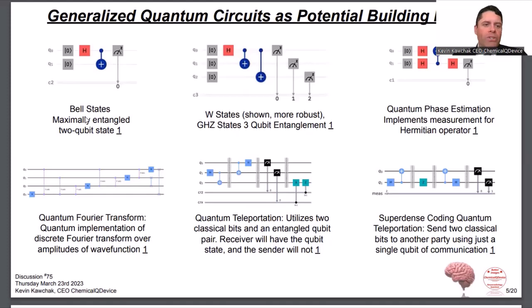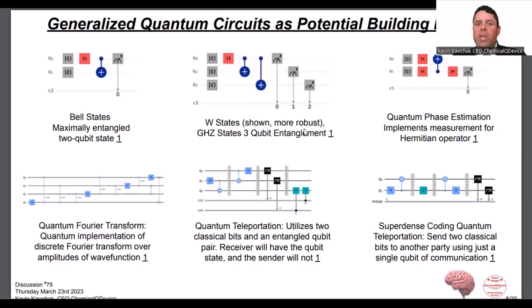So the first one, in Bell states, you're looking for maximum entanglement. So there's non-maximal entanglement. And then the W and the GHZ are 3 qubits doing that. And there's other circuits, you can see kind of how the W looks. Now, quantum phase estimation is quite common. It implements measurements for a Hermitian operator. The QFT, I'm going to show you a quantum Fourier transform. And the quantum teleportation, I did some visualization on that.